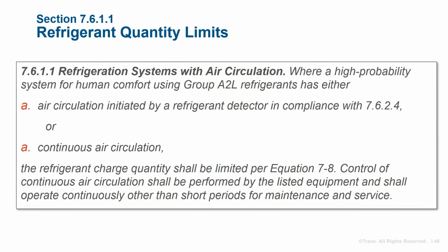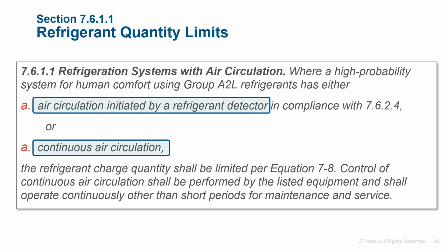Standard 15 defines air circulation as mechanically inducing airflow within a space or spaces connected by air ducts. This air circulation can either be continuous or it can be initiated by a refrigerant detector. As 24/7 fan operation may conflict with ASHRAE 90.1, the most reasonable option will be to use a refrigerant detector to activate circulation. Regardless of whether the fan is continuous or not, in the event of a leak, the minimum circulation airflow is defined by the product listing.